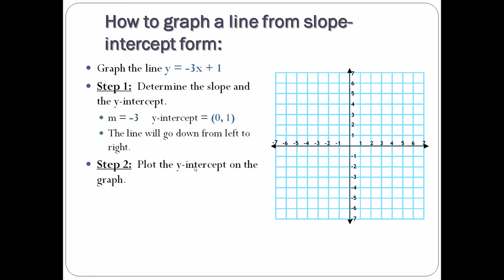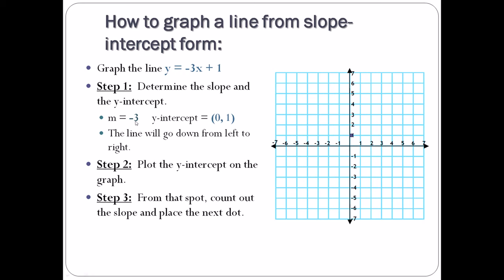Step 2, plot the y-intercept on the graph. 0, 1. So I start at the origin, I go over 0 and up 1. Step 3, from that spot, count out the slope and place the next dot. Now, the last one, the slope was a fraction, 2/5, up 2, right 5.